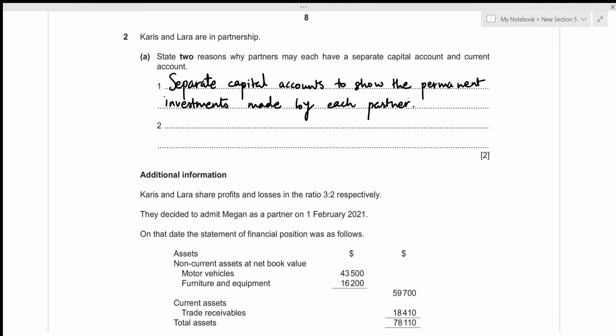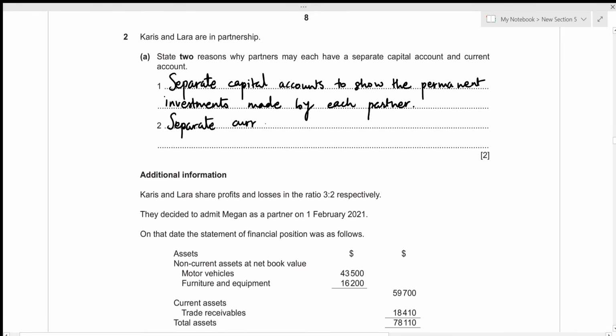The second reason will be for a separate current account. We know that in a current account, we record the ongoing transactions between the partners and partnership. It shows whether the partnership owes any amount to the partners or whether the partners owe any amount to the partnership. So that's the main reason for a separate current account. Let's write that down.